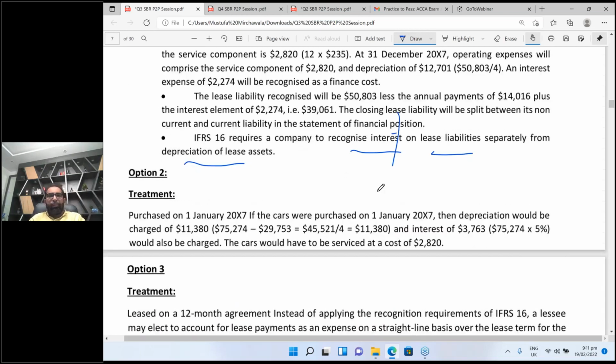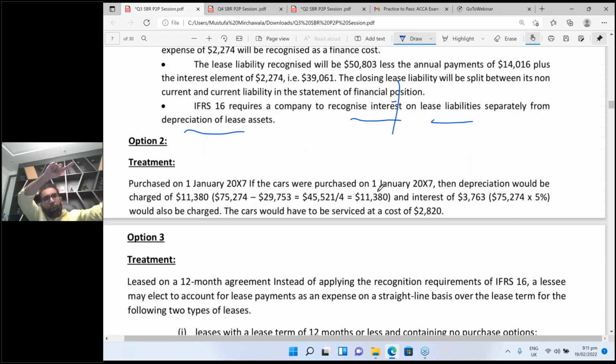Treatment number two, remember we bought a car on loan. We first took a loan and then we bought the car. So first we took a loan of 75,000 something. If the car was purchased on 1st January X7, the depreciation would be this much. Even I used the baby formula, cost minus residual value divided by life. This depreciation we have already calculated, and interest we calculated on 75274.